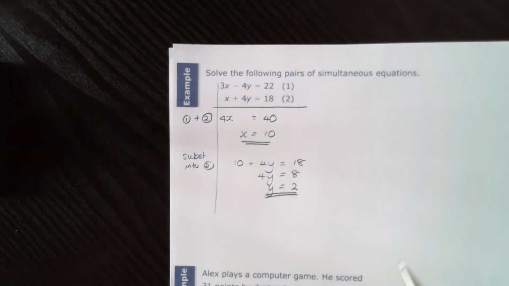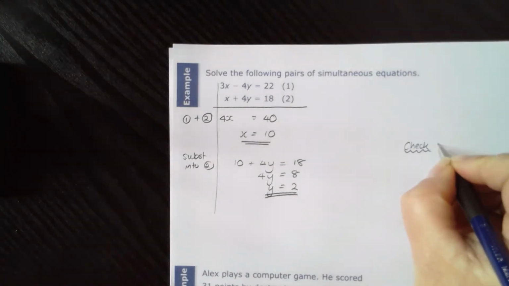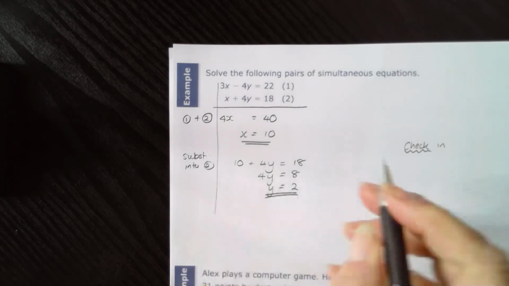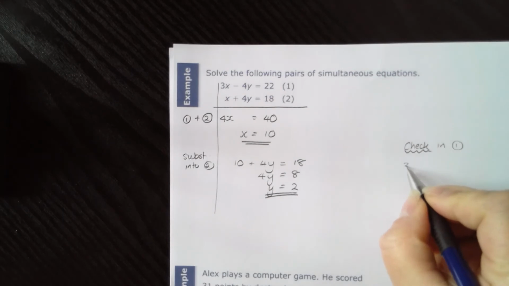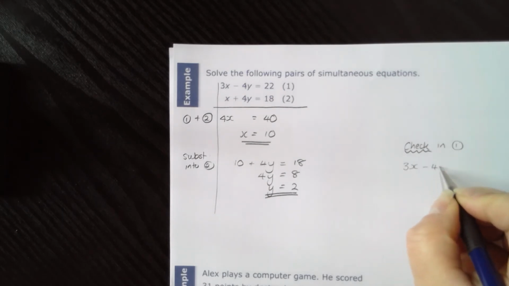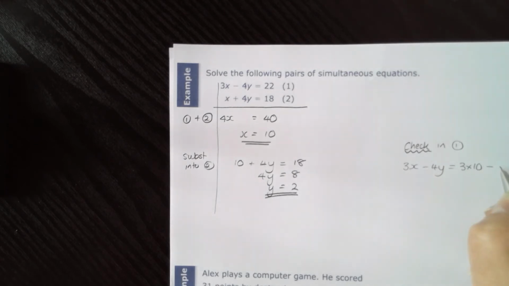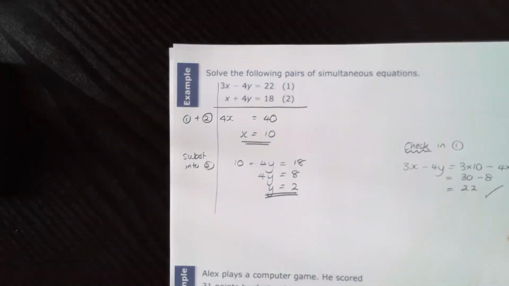And I'm going to perform my check. I went into equation 2 last time, so I'm now going to go into equation 1. So 3x take away 4y would be 3 times 10 take away 4 times 2. 30 take away 8 is 22. 22 comes to 22. I've got it right.